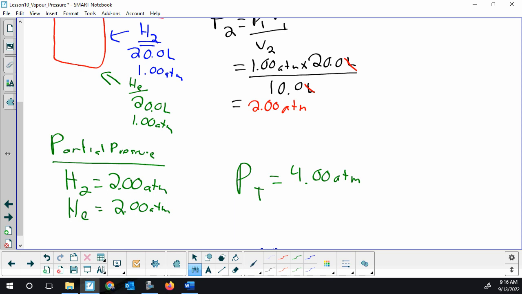So when you're doing partial pressure of each gas, you're going to use Boyle's law and solve for P2, the pressure after it's been put into a container. And it can go either way. You can put a larger volume into a smaller container, or a small volume into a bigger container, where it's going to expand and take the size of that larger container.